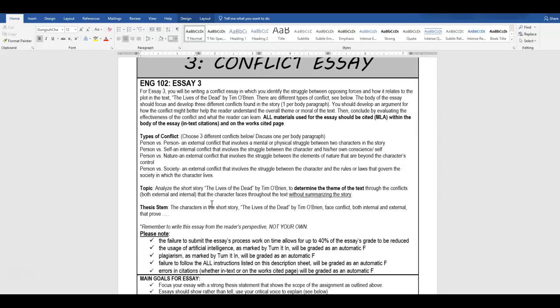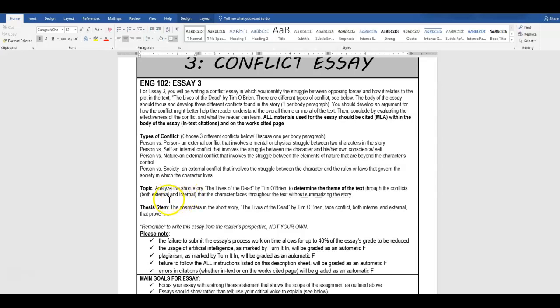Same thing for stealing and other amoral things that people may do, but they have to do in order to survive, make a living, protect their children, etc. The topic for this paper is to analyze the short story The Lives of the Dead by Tim O'Brien to determine the theme of the text through the conflicts, both external and internal.